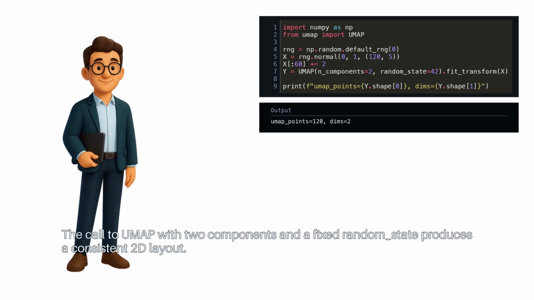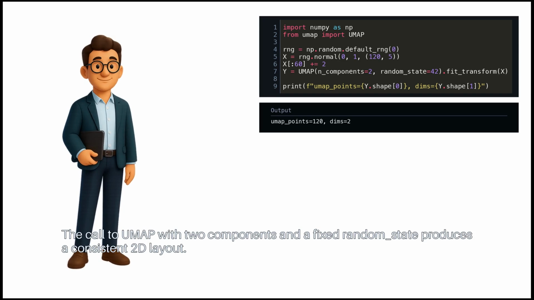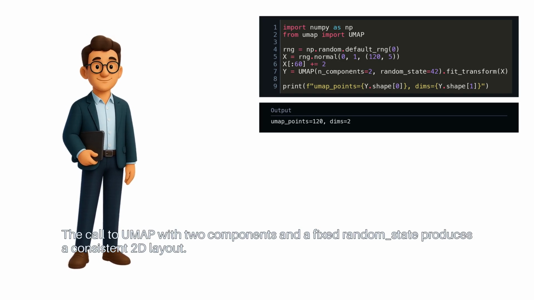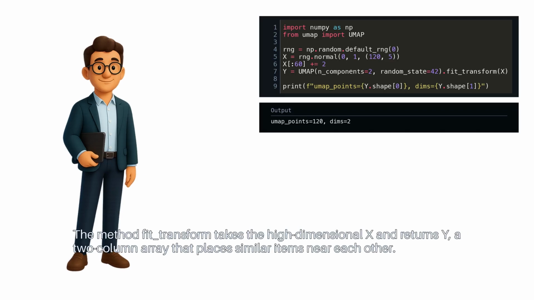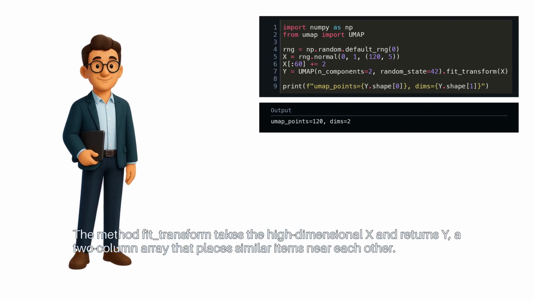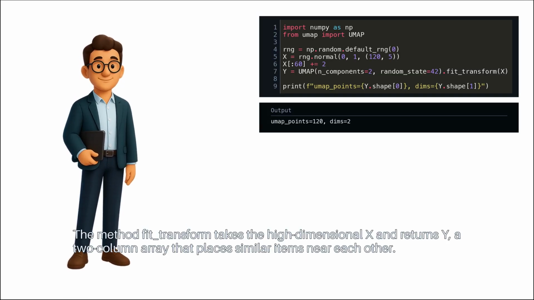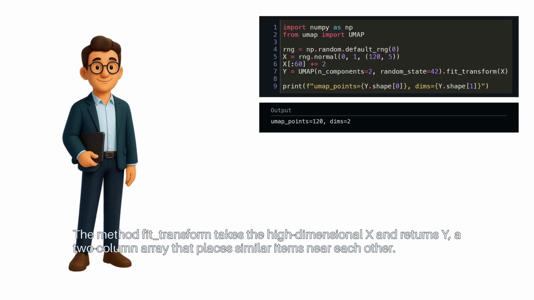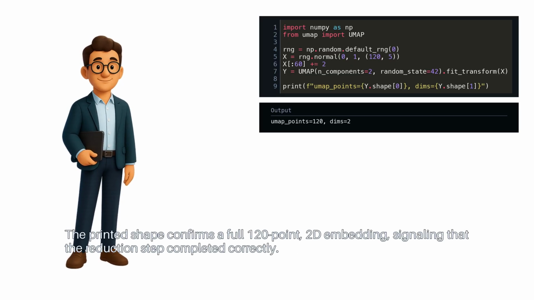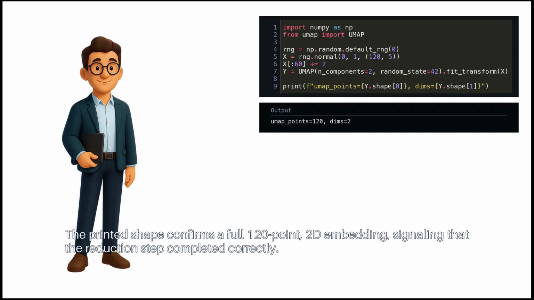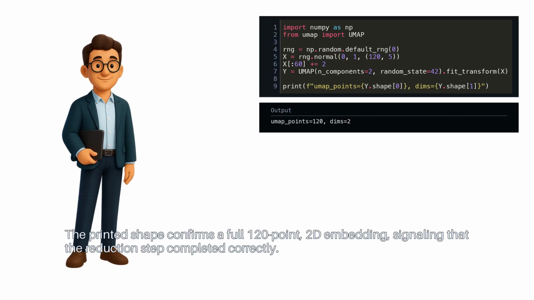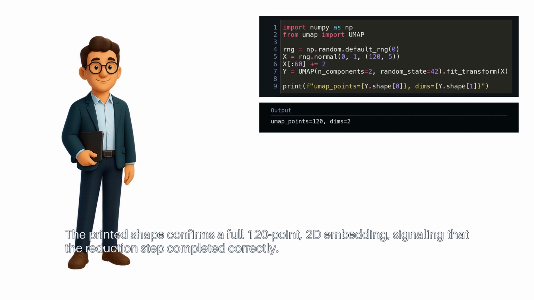The call to UMAP with 2 components and a fixed random state produces a consistent 2D layout. The method fit_transform takes the high-dimensional X and returns Y, a 2-column array that places similar items near each other. The printed shape confirms a full 120-point 2D embedding, signaling that the reduction step completed correctly.